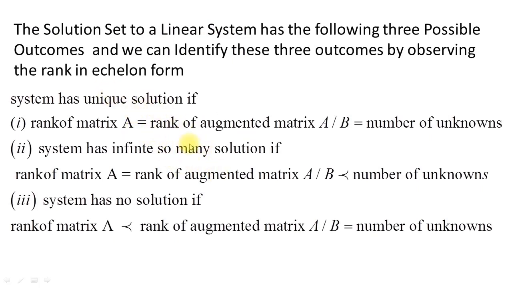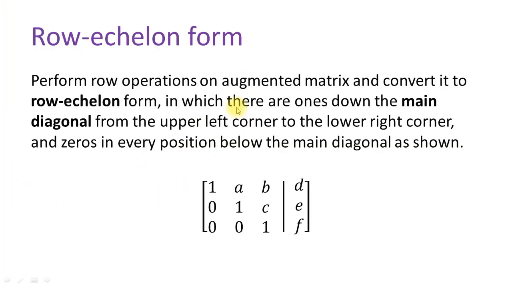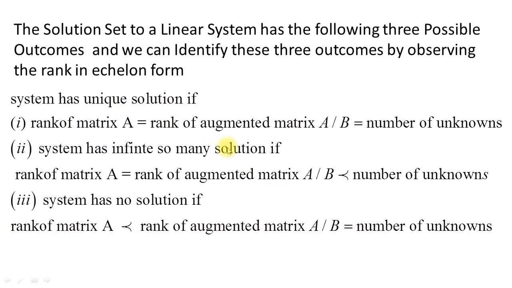Dear students, I have already told you in the previous lecture that the solution set of a linear system has 3 possible outcomes, and we can identify these 3 outcomes by observing the rank in the echelon form. When we obtain the echelon form of the augmented matrix, identify whether the system has a unique solution, no solution, or infinitely many solutions. So how can we identify these 3 outcomes? Use the rank. Check whether the rank of matrix A is equal to the rank of augmented matrix AB in the echelon form, and whether it equals the number of unknowns.